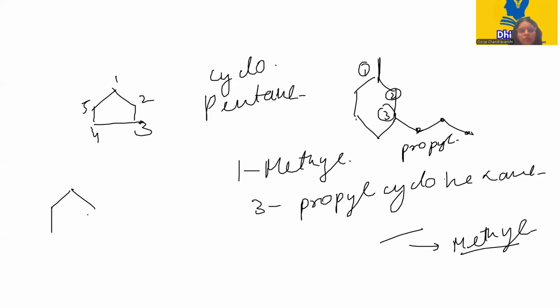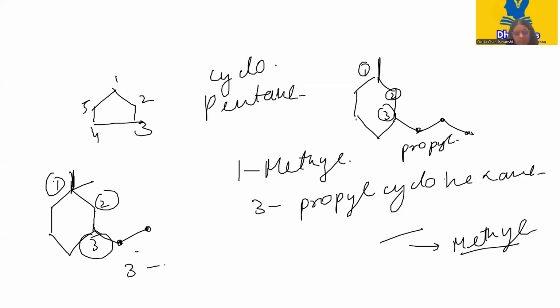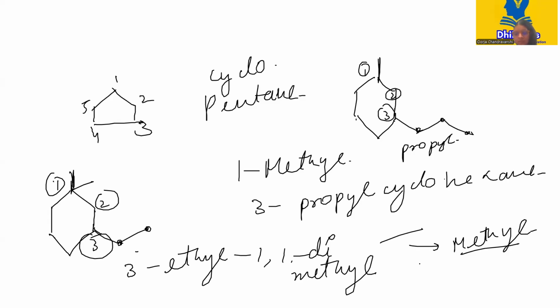However, be careful if at one place there is more branching. I have more branching here like this. So what should the numbering be? Although this is ethyl and these are two methyl, the numbering won't begin from here, even though this comes alphabetically first before M. Numbering will be from here as this has more branching to it. So it should be 3-ethyl-1,1-dimethylcyclohexane.